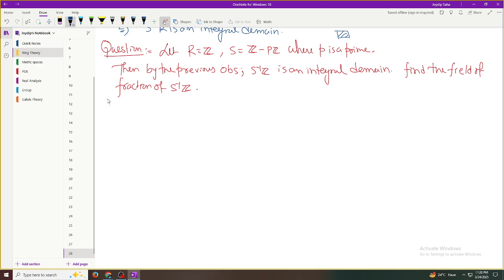So the answer: the field of fractions is Q. Try yourself. Okay, so I am erasing this. Try yourself.